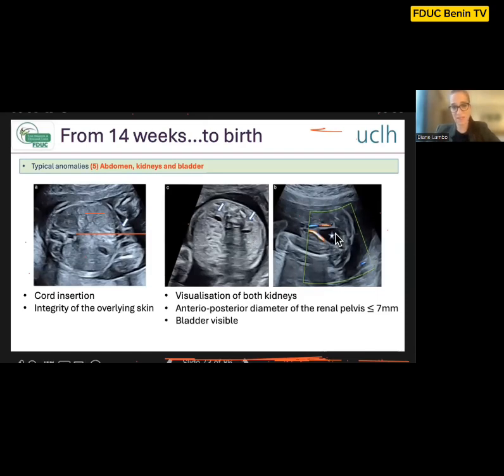And then moving to the last slide, again, you can see that the baby has a bladder. That bladder is not enlarged. And if I apply color Doppler, what I can see is the umbilical artery on either side, confirming the presence of a 3-vessel cord.